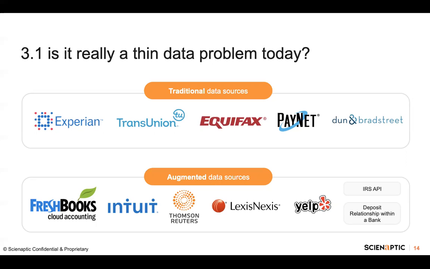And of course, the other information that online lenders especially are not able to tap into, but large or small banks have an edge over them, is the deposit relationship within a bank. So that all then summarizes whether this becomes a thin data problem or not.